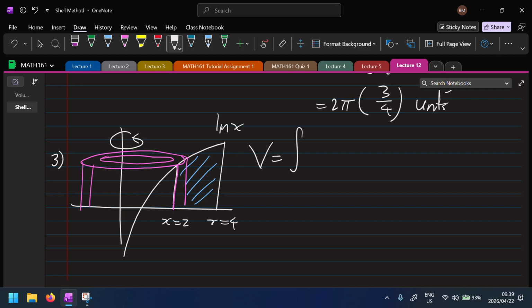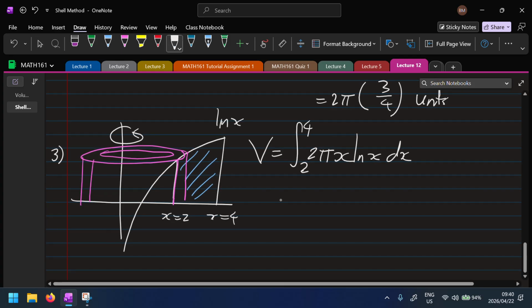So it's the integral from the starting radius. So on the inside, the shell is going to start at x equals 2. And going outwards, the widest shell there will be at x equals 4. 2 pi x, that's for the circumference going around. Then the height, like we said, that's the natural log. And then the thickness dx there. Okay, so that's all set up. Let's evaluate this. So 2 pi, that's a constant. We can take that out.